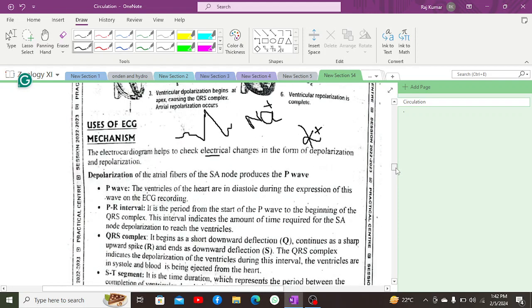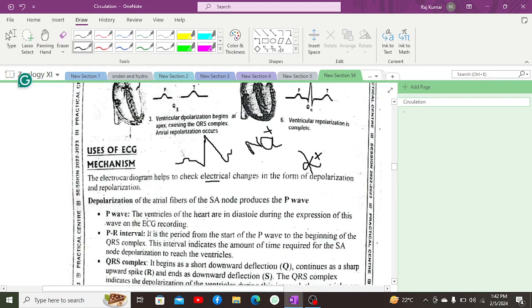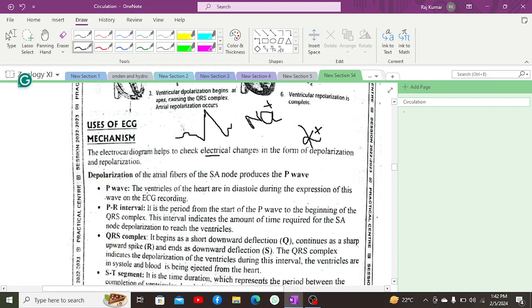Now, coming to the point, how does it actually occur? First and foremost, the depolarization of the atrial fibers of the SA node produces the P wave. The P wave is generated before the atrial systole, in order to contract the atria, and that is due to sodium ion depolarization. The ventricles of the heart are in diastole during the expression of this wave on the ECG recording.